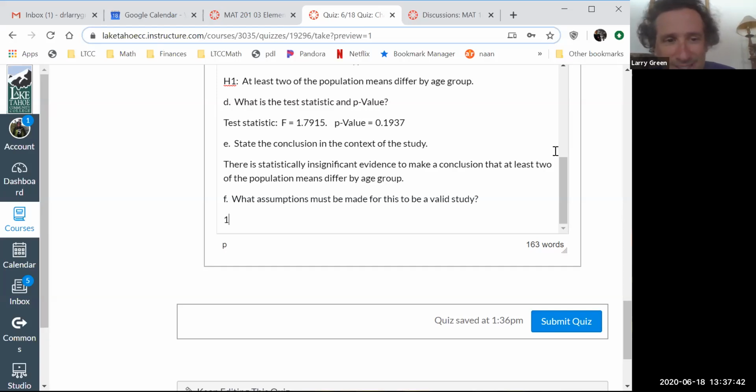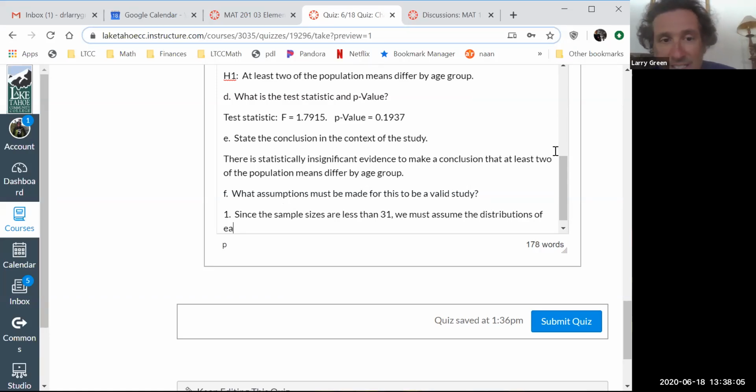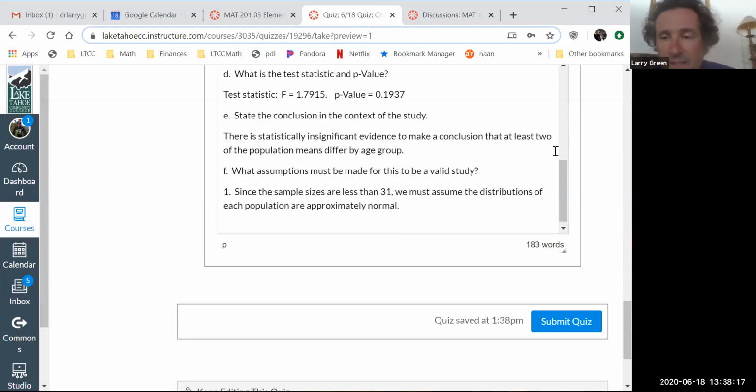Okay, so the first one is that since the sample sizes are less than 31, we must assume the distributions of each population are approximately normal. Okay, any questions on that?